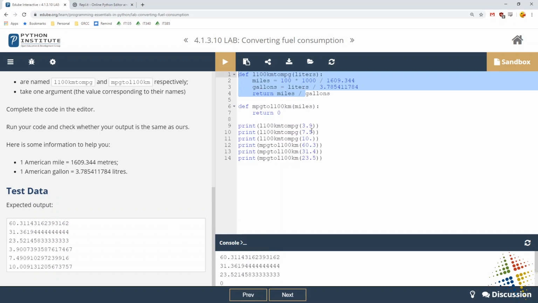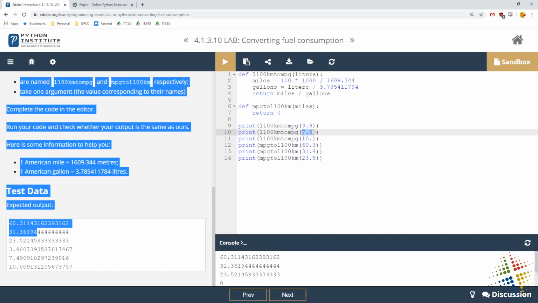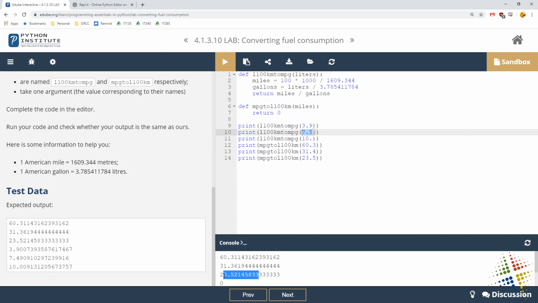So we can see we went ahead and we did 3.9 liters per 100 kilometers, which meant we traveled 60 miles to the gallon, and that equals the expected output. 7.5 liters per 100 kilometers came out to 31 miles to the gallon. That is the expected output. And then same thing with 23 miles to the gallon for exactly 10 liters.